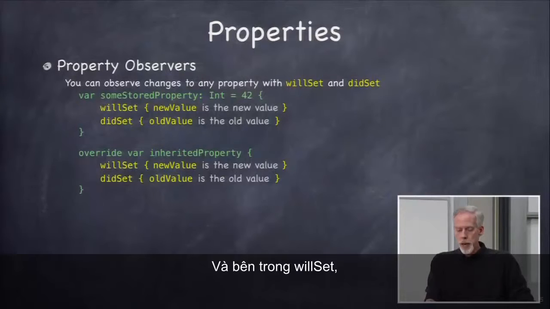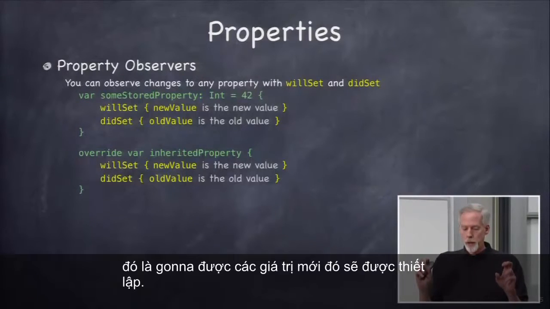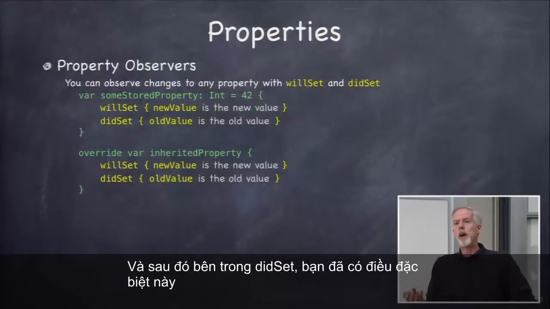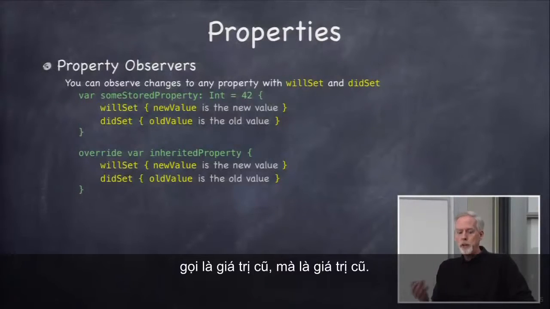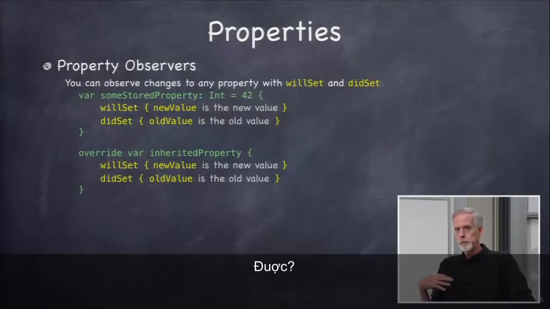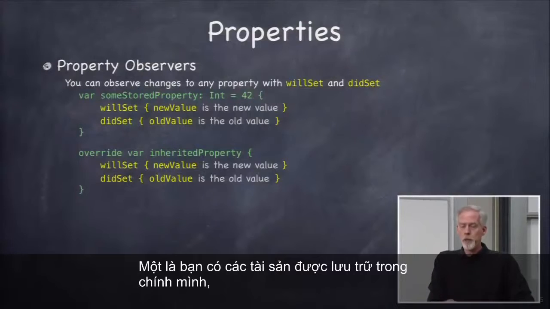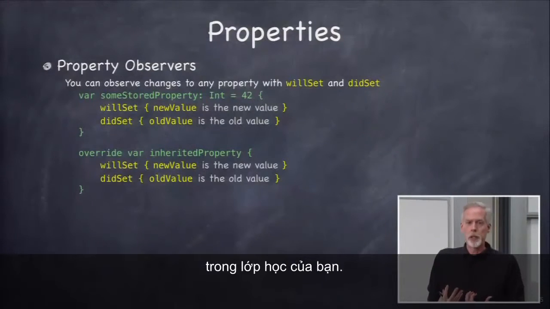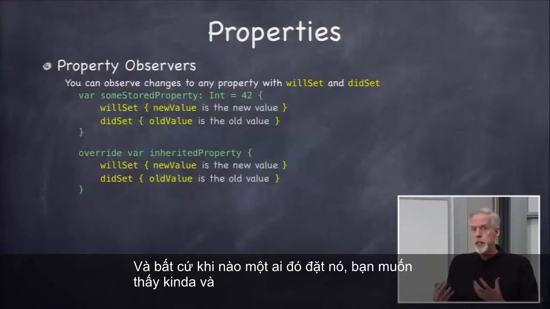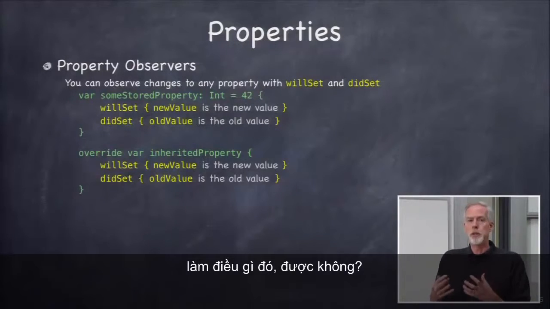And inside the willSet, you've got this special variable called newValue, which is going to be the new value that's going to be set. And then inside didSet, you've got this special thing called oldValue, which is the old value. Okay? Now, you use this in really two cases. One is you have a stored property in your class, and whenever someone sets it, you want to notice and do something.